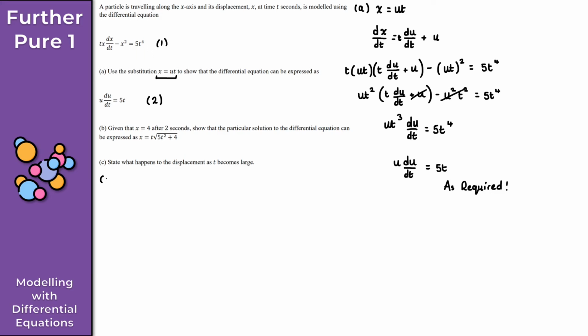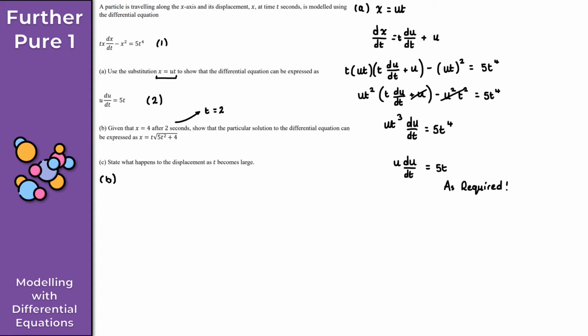So for part B then, let's just do this directly underneath here. We're given that x equals 4 after 2 seconds. So after 2 seconds, all that's telling us is t is equal to 2. Okay? So what we want to do here is show that the particular solution to the differential equation, that's equation 2, can be expressed as follows. So all we need to do is solve this differential equation, equation 2, right?